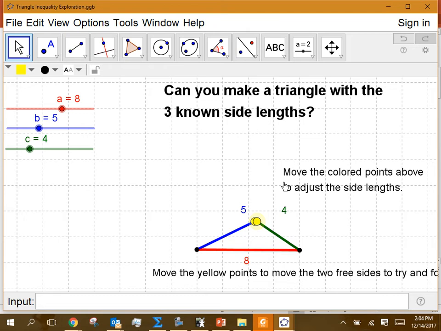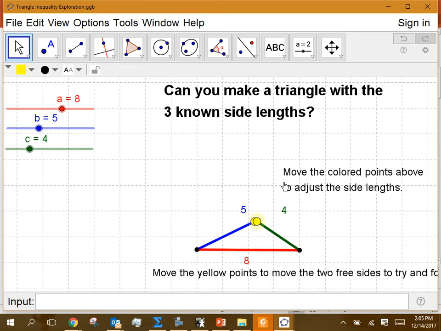Well, whatever. When it works, it turns that triangle solid yellow, and it gives you a "you made a triangle" kind of statement. But if I look at those, what is the relation between the blue side and the green side compared to the red one? The blue and the green one have to add up to be more than 8 on the red line.